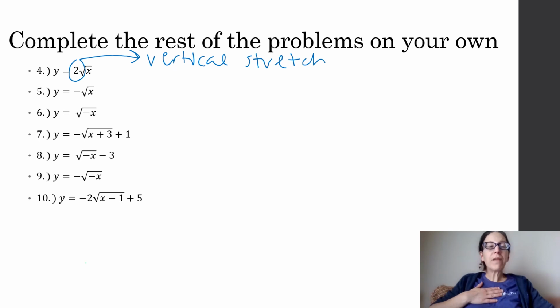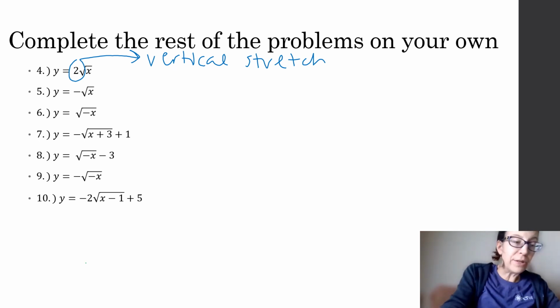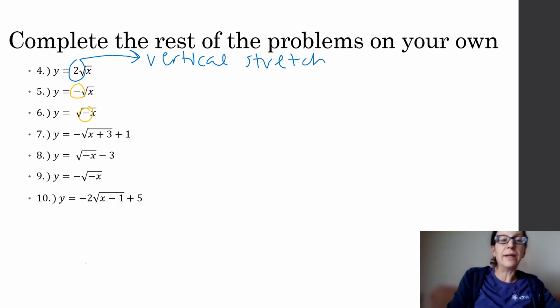Okay. Now on the next 2, we are dealing with negatives, but we're dealing with negatives in different positions.